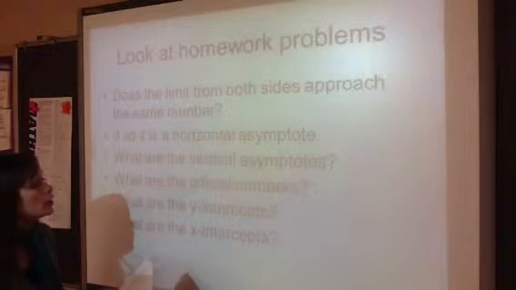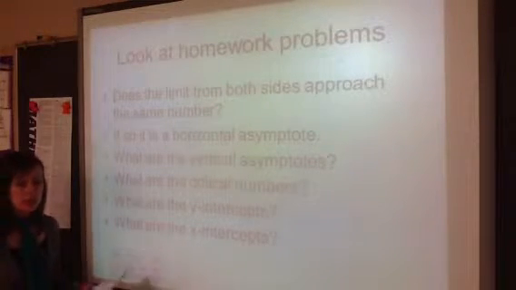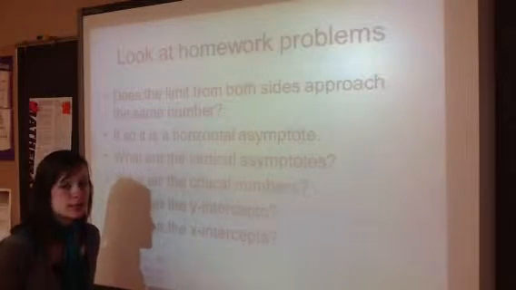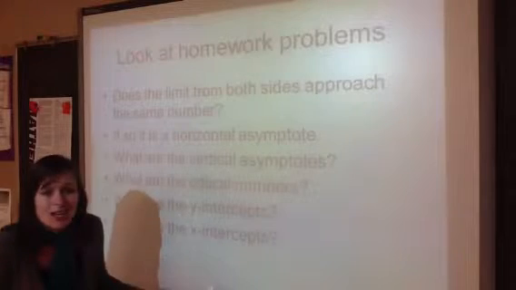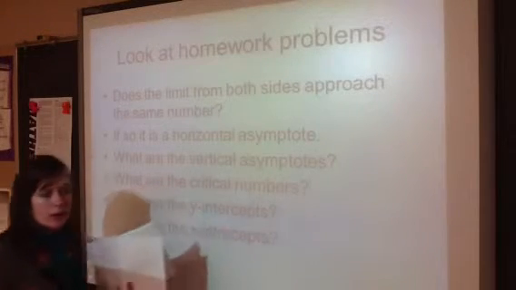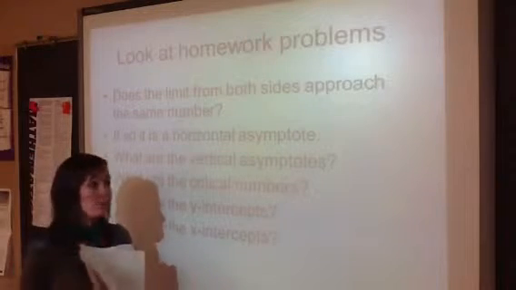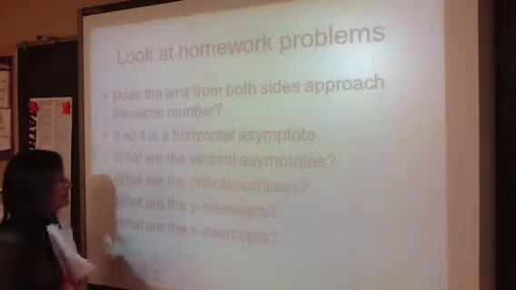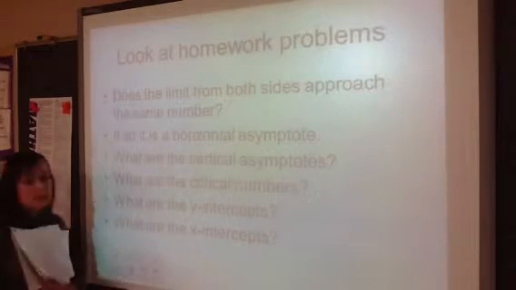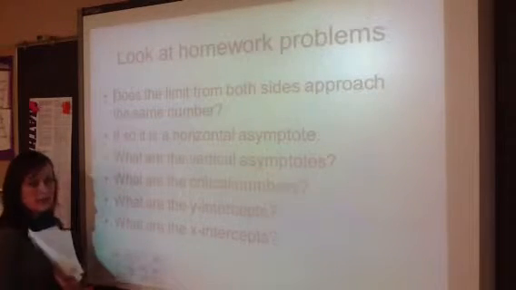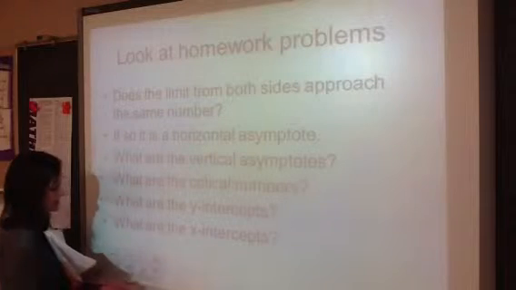So we're going to look at our homework problems that we just graded, and we're going to see if we would find the limit as x approaches negative infinity, is it the same answer that we got prior? If it is, we're going to label it as a horizontal asymptote. If it's not, we're just going to say there's not one. We're also going to find vertical asymptotes, critical numbers, y-intercepts, and x-intercepts.